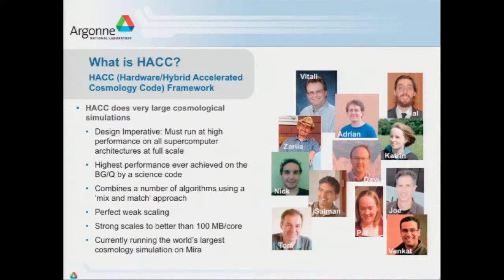And the design imperative for HACC is that it should run at high performance on all supercomputers at full scale. So it's a very non-compromising attitude. And so HACC has achieved the highest performance ever on a BGQ by a science code. It combines a number of algorithms using a mix and match approach, et cetera. I'll tell you more about this. But I quickly want to explain why we are doing this.